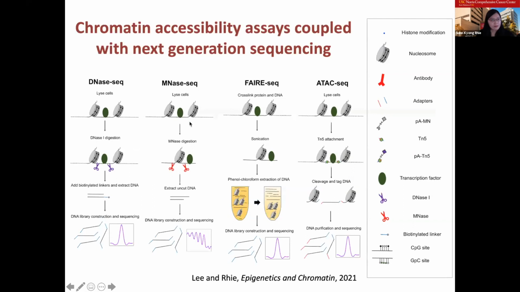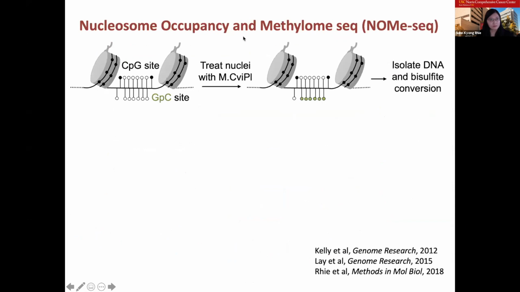We can also use MNase, which digests more, but unlike DNase, we see the signals inversely. FAIRE-seq can also be performed by using sonication, and then we are able to find open chromatin regions. And a relatively more recent assay, ATAC-seq, can be performed to identify open chromatin regions. So we performed those assays as well as another assay called NOMe-seq, Nucleosome Occupancy and Methylome-seq, which was actually developed here at USC by Peter Jones' group.